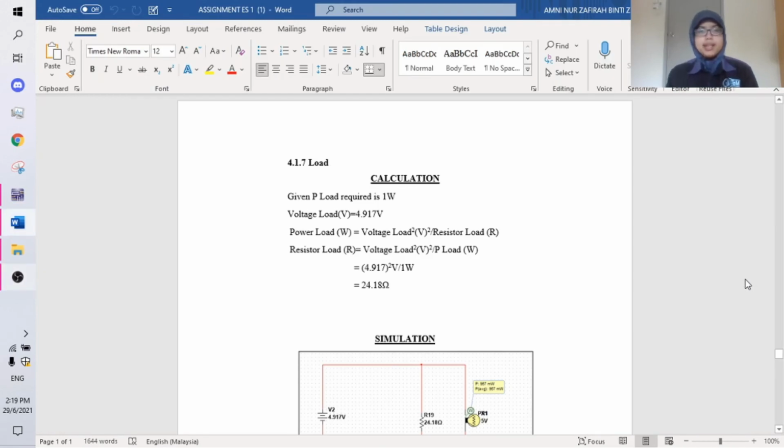Assalamualaikum. My name is Aminul Zafira binti Suraidi from PE S1/2. I will be presenting our load circuit and our combined circuit. Here we will be calculating our resistor load. Given that the power load required is 1 watt, and using the voltage load from our voltage regulator, which is 4.917 volt, we use the formula power load is equal to voltage load squared divided by resistor load. We now get our resistor load as 24.18 ohm.